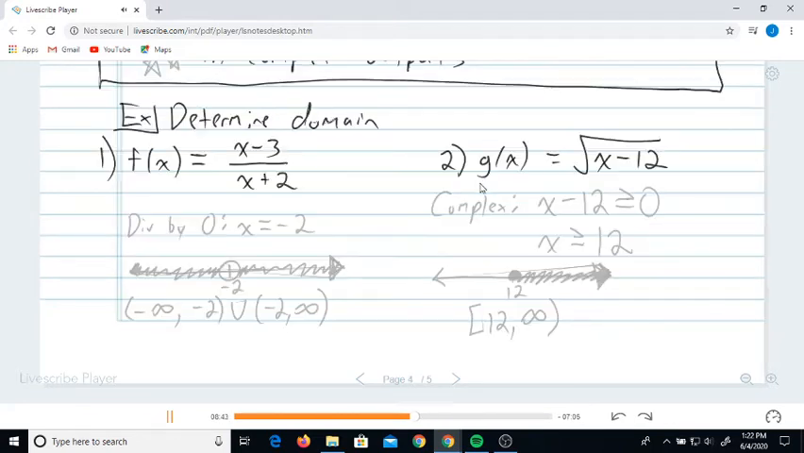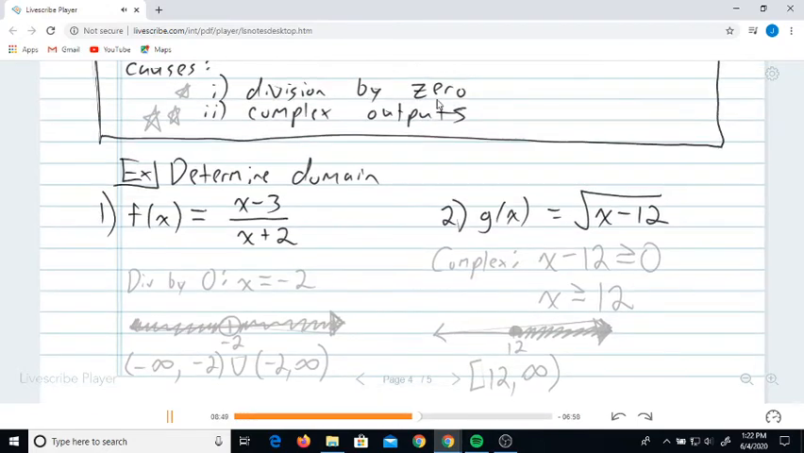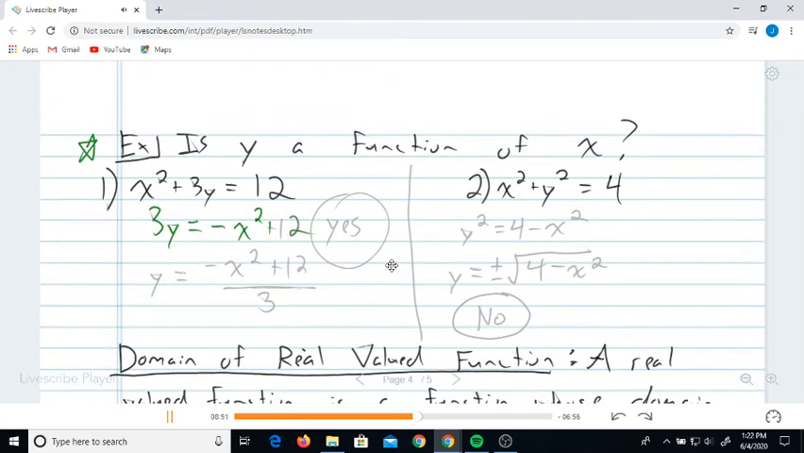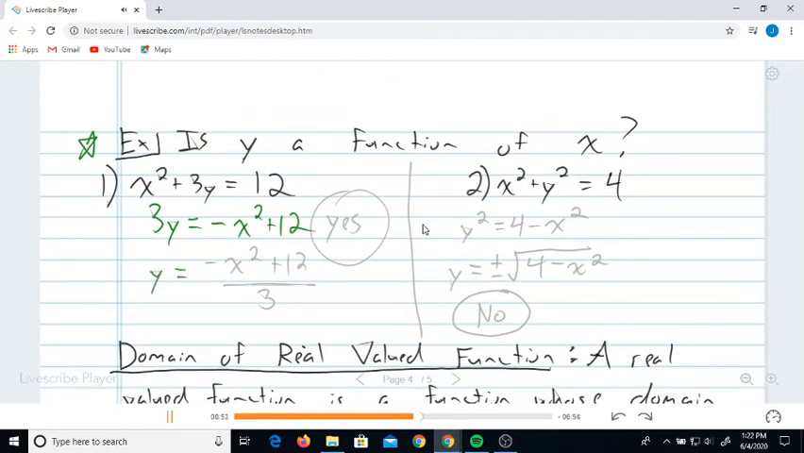So if we want to figure out if y is a function of x, we need to get y by itself. So here I can subtract x squared from both sides, then divide everything by 3. So you can see there's no funny business here. This is a function. If I input a number for x, a number squared plus 12 divided by 3 is a singular number. So input a number, you get a number. So that's a function.